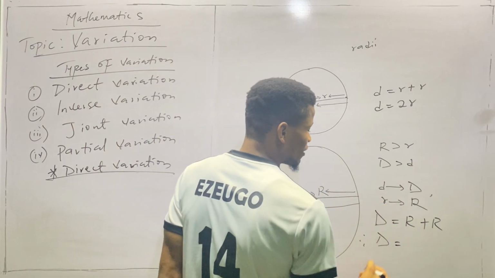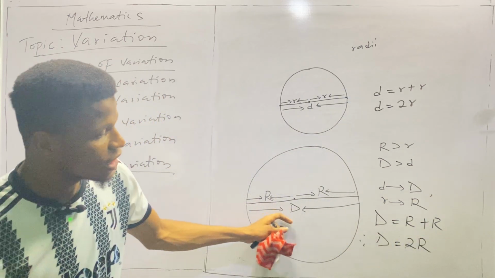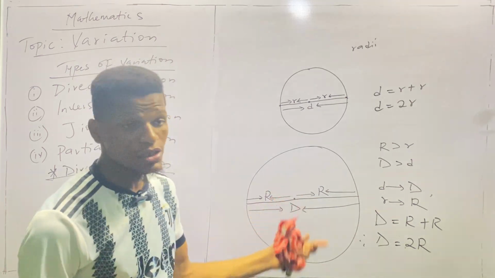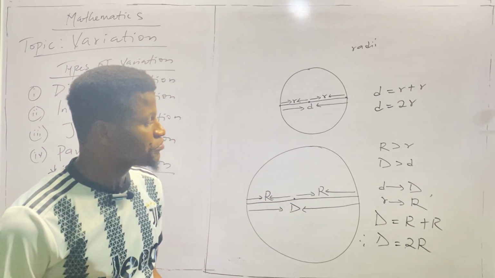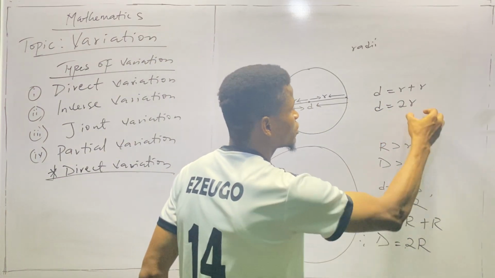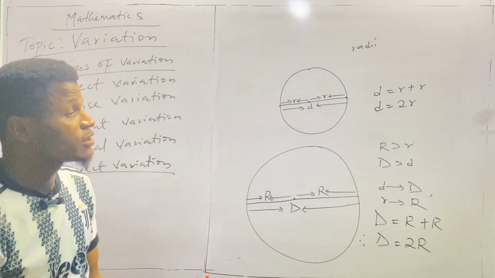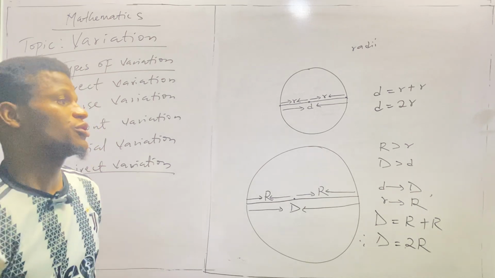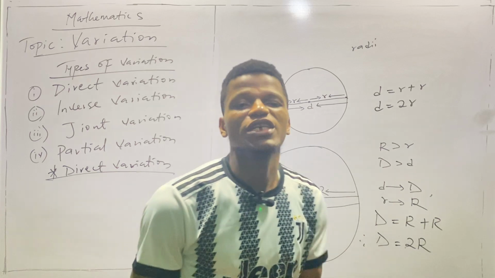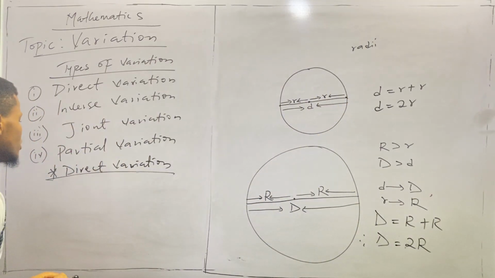So therefore, we can say that capital D is 2 capital R, which is the bigger diameter is equal to 2 of the bigger radius, right? So when you see that as d increases to capital D, r increases to capital R. So that is it. And this type of variation is called direct variation, because direct variation is talking about whereby a quantity varies in a similar manner with another quantity. All right. So now I'm going to define direct variation.